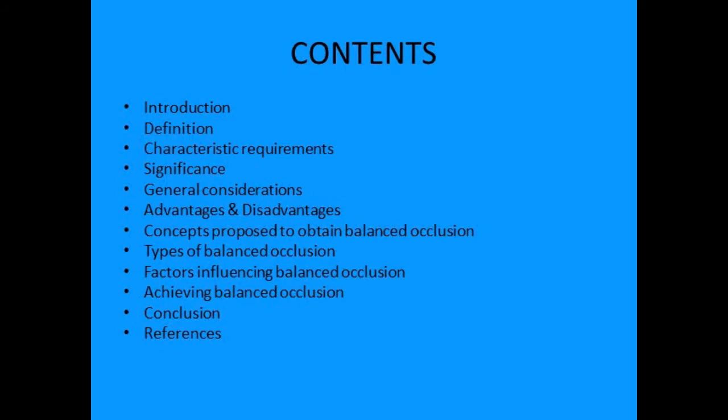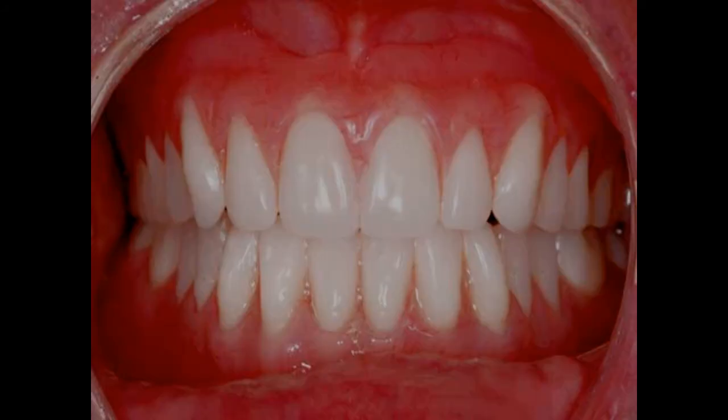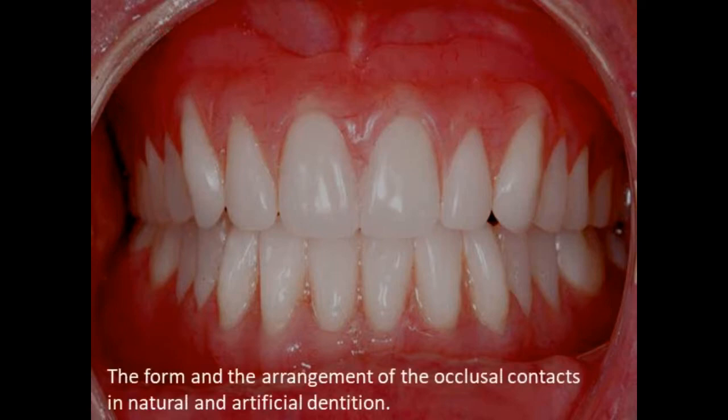Finally, conclusion and references. So, occlusion is a factor that is common to all branches of dentistry, and it's a term generally accepted to describe the contact relationship of the upper and the lower teeth. Now, what is an occlusal scheme? It is defined as the form and the arrangement of the occlusal contacts in natural and artificial dentition.